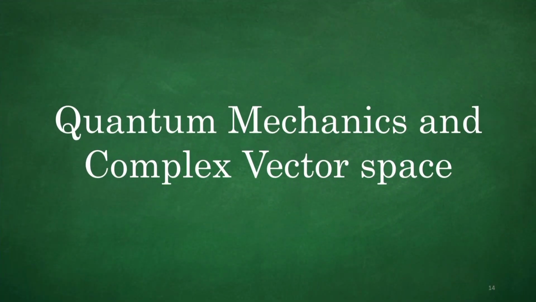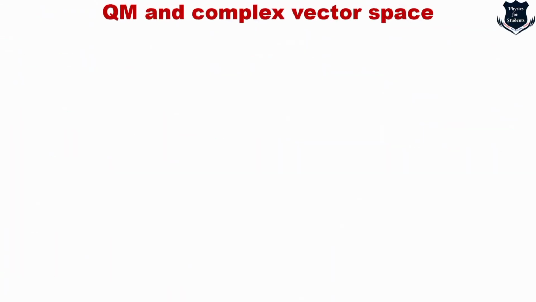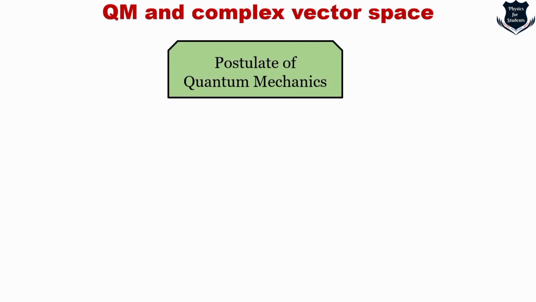We come to the next important part, quantum mechanics and complex vector space. Now, before going deep into this, what I would like to tell you is that there are a few postulates, just like special theory of relativity and general theory of relativity. Quantum mechanics also has postulates. I will find a separate video explaining each of these postulates. I think I have done one, yes, there is one video in my series on quantum mechanics where you can see.